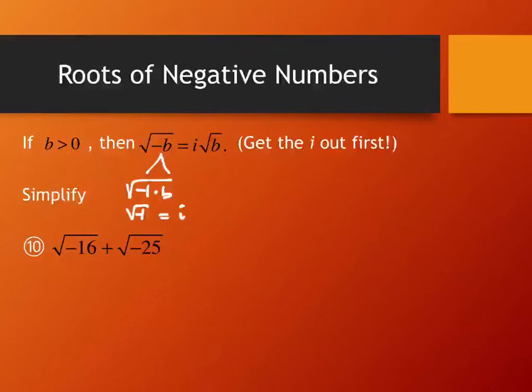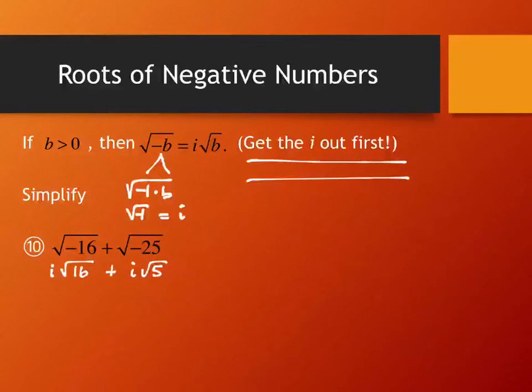And it's really important that you take this into consideration as you're working with this, and that you get the i out first. So on number 10, what we're taking a look at is these negatives. You might be able to do these two steps at the same time, and if you can, that's totally fine. But it's important to remember that there's an i square root of 16 here, and an i square root of 25. There we go. Okay, so the negative parts are i's on the outside.